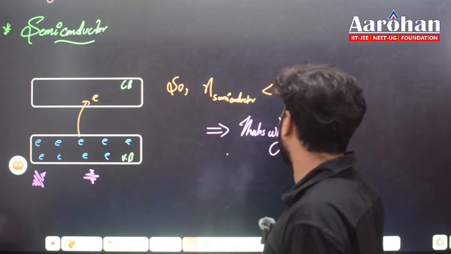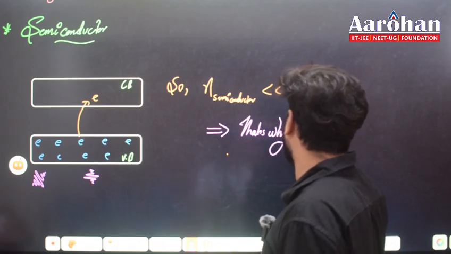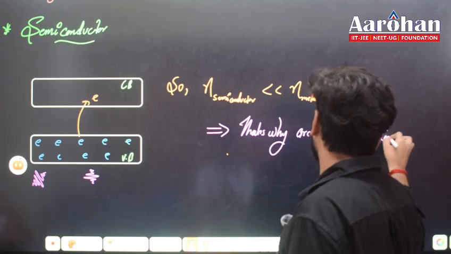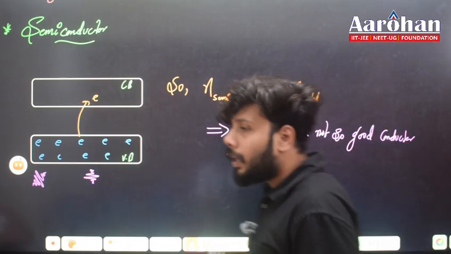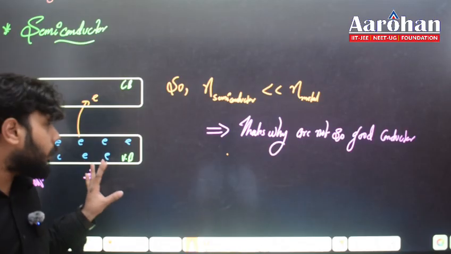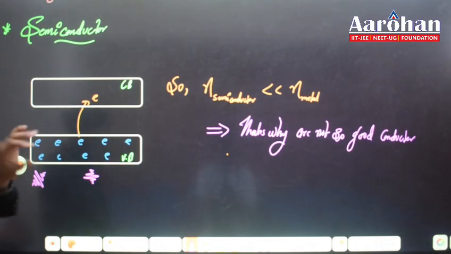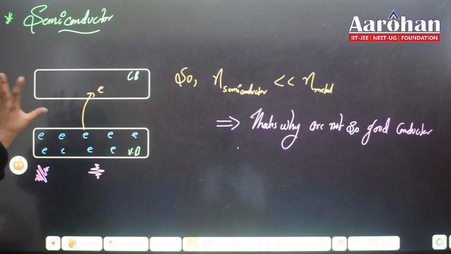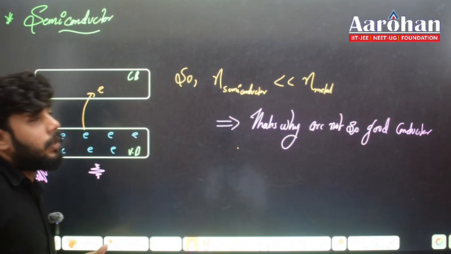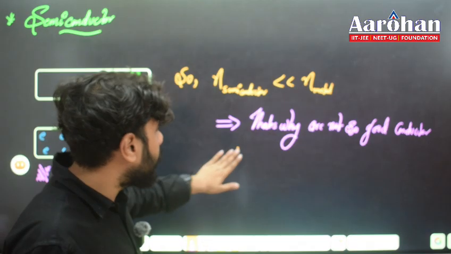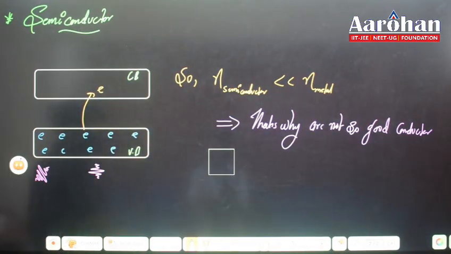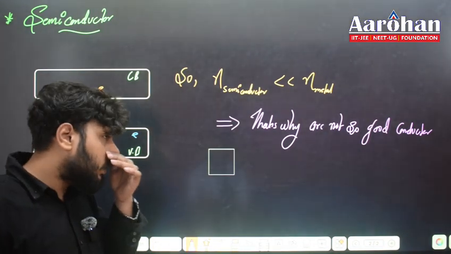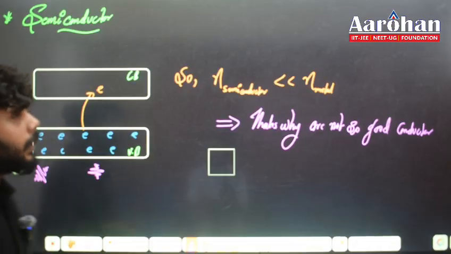That's why they are not so good conductors, right? And if you know the pure semiconductors, or if you don't know, we will discuss at the end of semiconductor, that a pure semiconductor is not even that conductive that we can use it in a circuit. We have to put some impurities. So a semiconductor alone is not something you can use in any circuit to make it conductive enough.